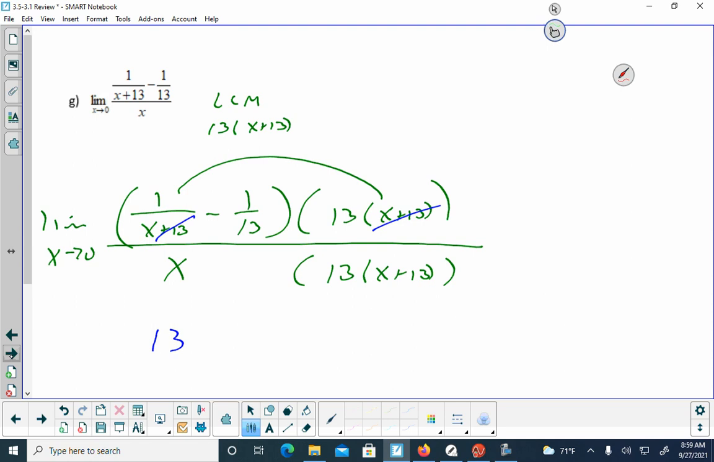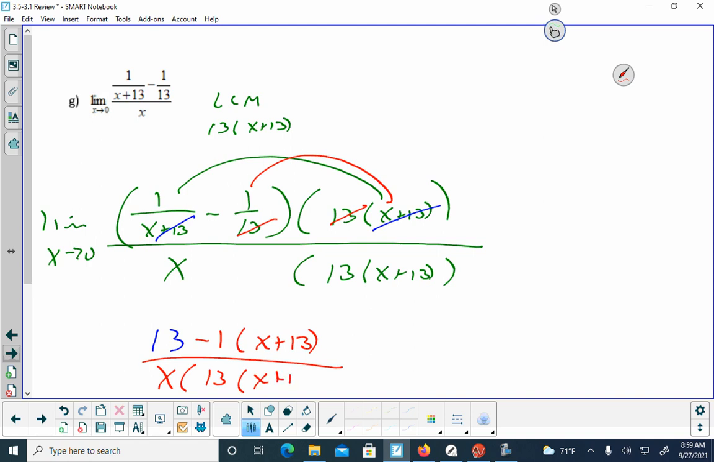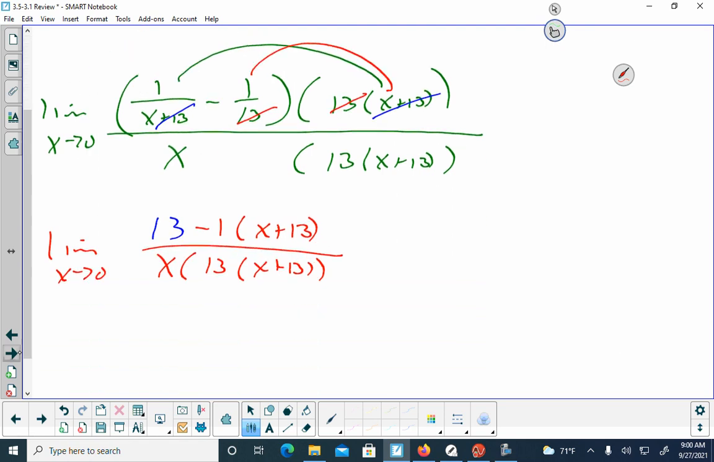Then when I multiply this times this, the 13s will simplify. I'm left with this -1 times x plus 13. And this is all over x times 13 times x plus 13. I probably should have written that differently. I'm still taking the limit as x approaches 0. Then, distributing my negative sign, I'm going to have 13 minus x minus 13. I'm going to write this as 13x times x plus 13.